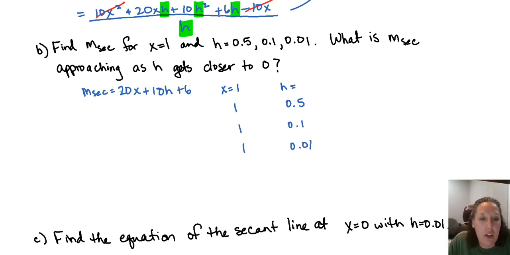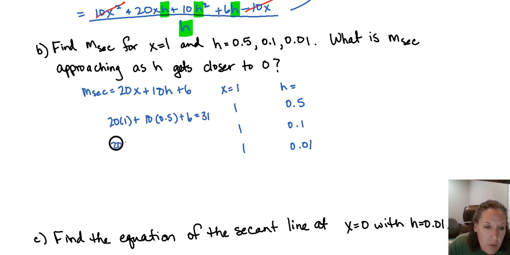So if we plug that in, we're going to get 20 times 1 plus 10 times 0.5 is going to be 1/2 of 10, which is 5, plus 6. 20 plus 5 plus 6 is 31. And then if we plug in 10 times 0.1 plus 6, that'll be 20 plus 10 times 0.1 is going to be 1. So 21 plus 6 is 27.